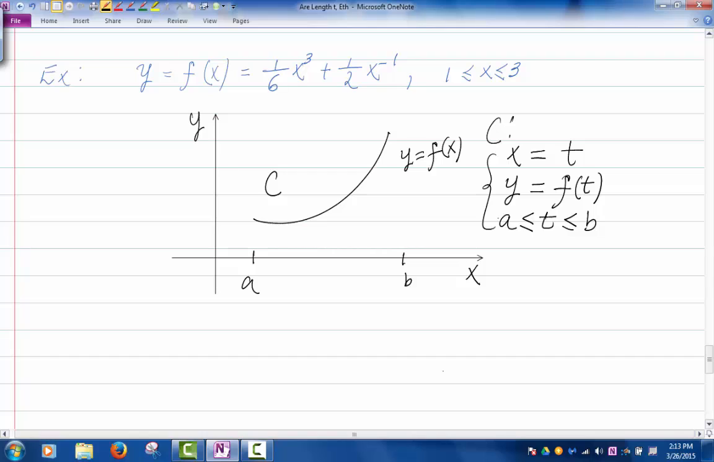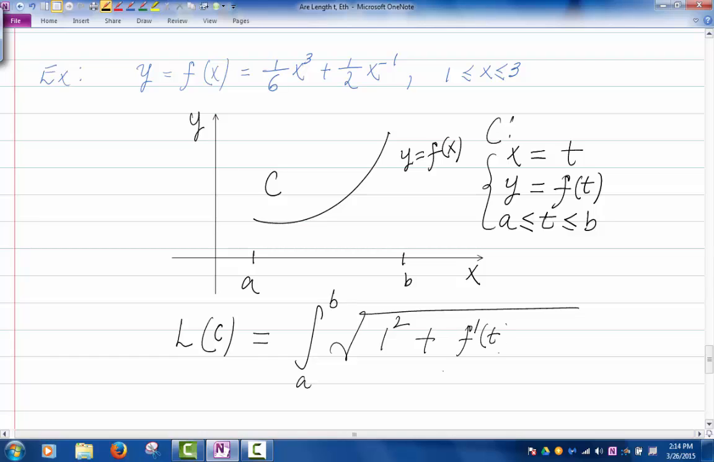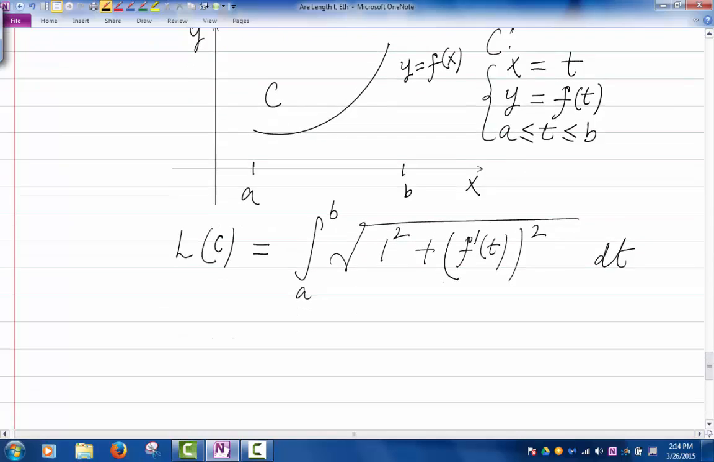So now I can apply my formula for this length. What would be the length? The length would be the integral from a to b, the root of, what is x prime of t? What is x prime of t? 1 squared. What is y prime of t? y prime of t is the same as f prime of t, right? So I take the derivative squared and then dt, right? Derivative of x with respect to t squared plus the derivative of y with respect to t squared, and then you take the sum and then you take the root, right?